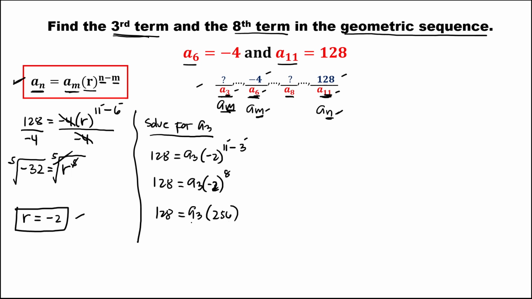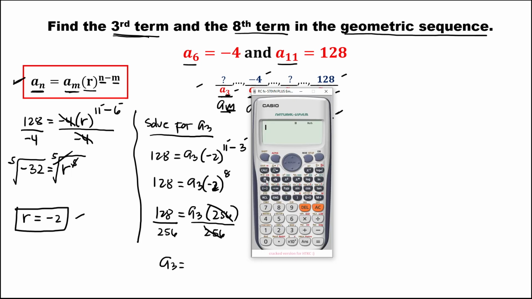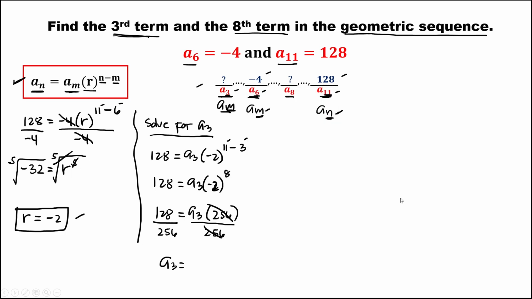So we have 256. To solve for a sub 3, divide both sides by 256. So a sub 3 equals 128 over 256, and we need to reduce. Using this function, 128 over 256 is equal to 1 over 2. So therefore the third term is 1 over 2.